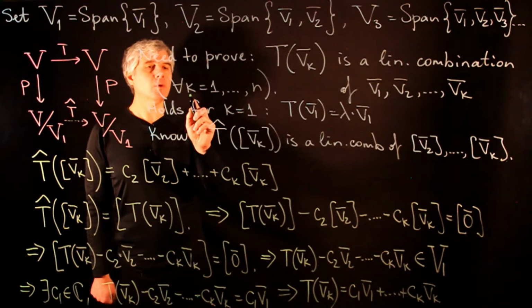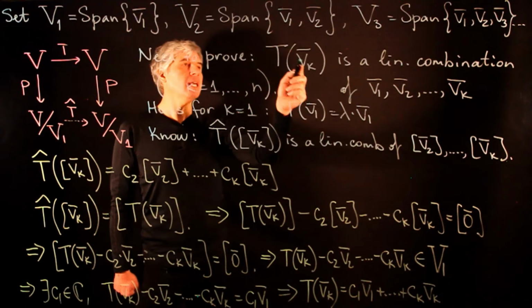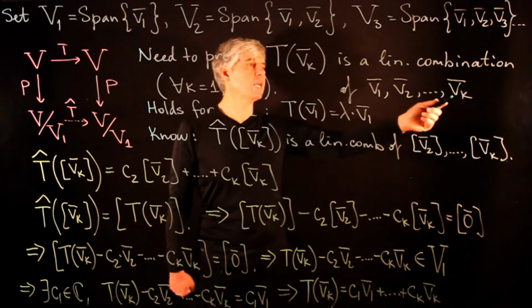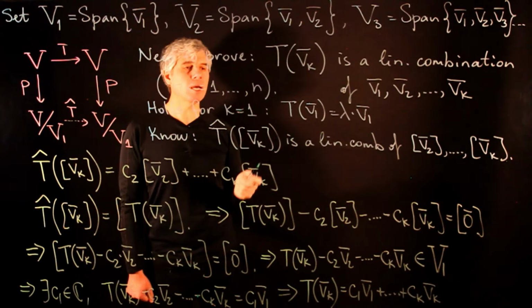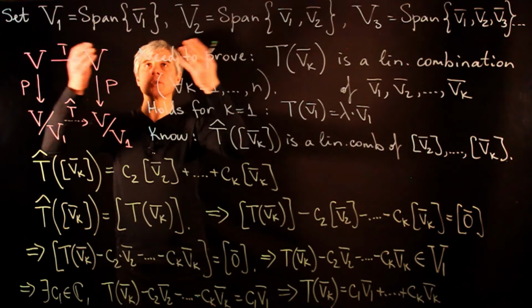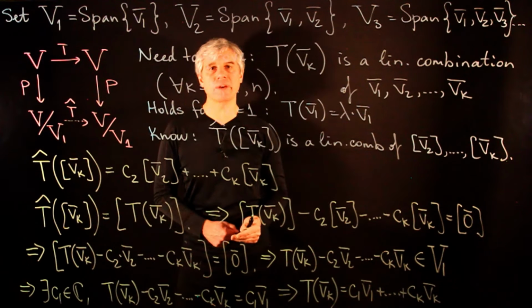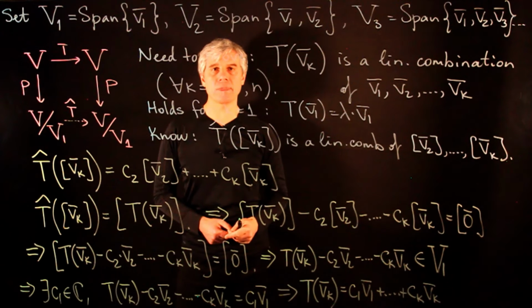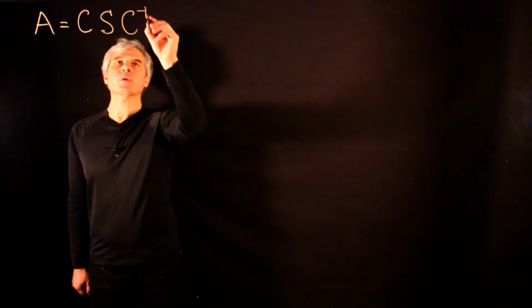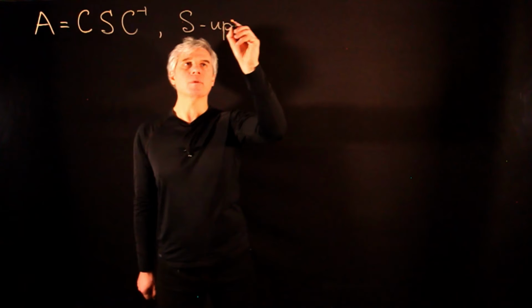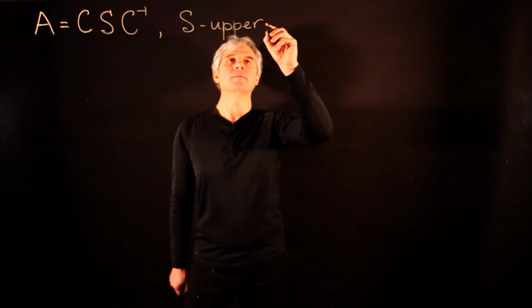Now we proved that for each k from 1 to n, T of Vk is a linear combination of the first k basis vectors. This means that in this basis, the matrix of T will be upper triangular, and the flag associated with this basis is T invariant. And that's exactly the claim of our theorem. Now let us analyze our triangulation formula. We proved that any square matrix over complex numbers can be written as C times S times C inverse, where S is upper triangular and C is invertible.